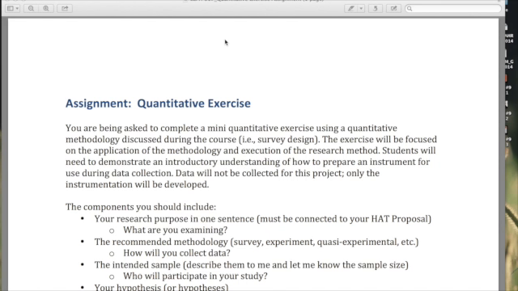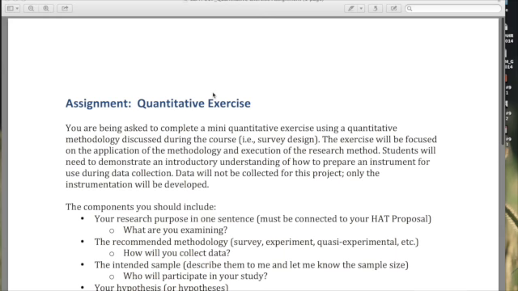You're going to need to demonstrate some kind of introductory understanding here, really about instrument preparation. So let's say that you work in a company and you are trying to understand, let's take our multivariate example of job satisfaction, and you want to know what are the things that drive job satisfaction. Well, you would have to prepare some kind of instrumentation to collect some of that information. Now, for this project, though, you're actually not going to collect any data. Only the instrumentation will be developed. So there's no need to go out and give this survey or send this to people. You really are just practicing the development of the instrumentation.